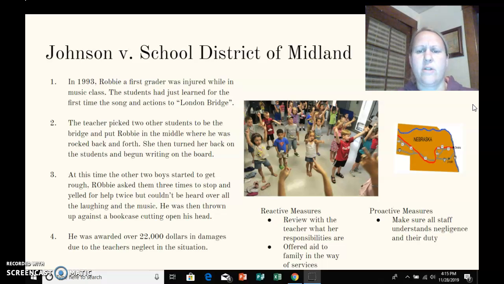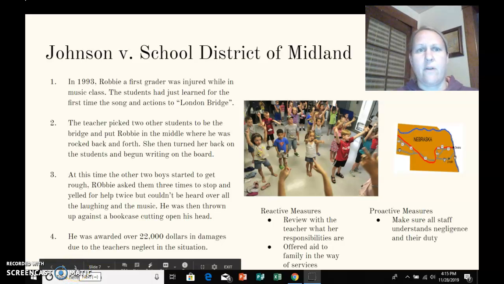As far as reactive measures go, if something like this happened, you need to meet and review with that teacher what her or his responsibilities are in that classroom. Also, it's important once again to offer aid to that family in the way of services that the school has and reassure them that this will not happen again and that the teacher should be monitoring them. As far as proactive measures go, make sure all the staff understands negligence and their duty in the classroom when there are students under their care, and that they have to constantly be vigilant and they cannot turn their head, not even for a second.